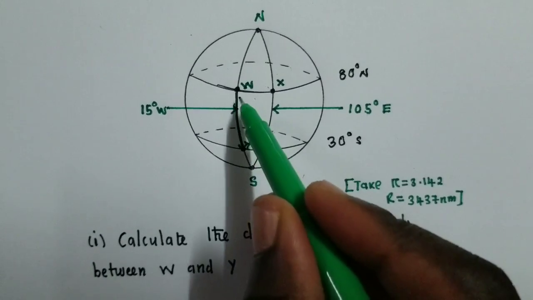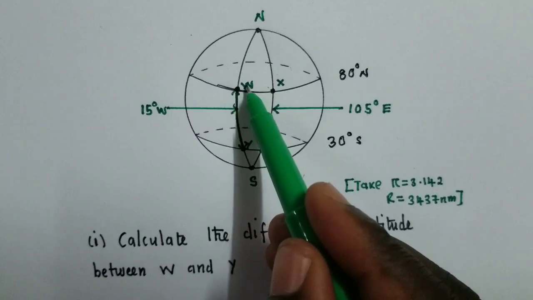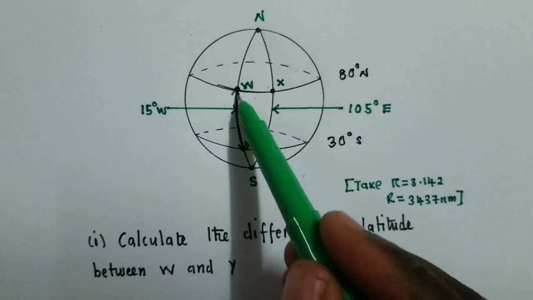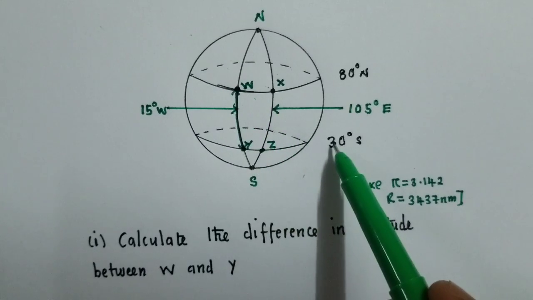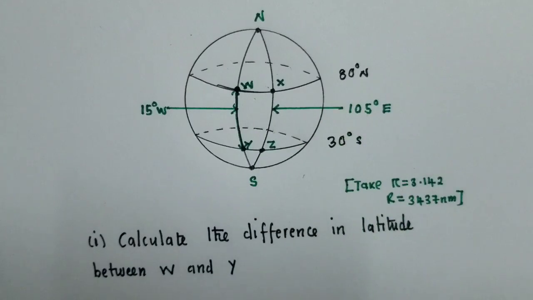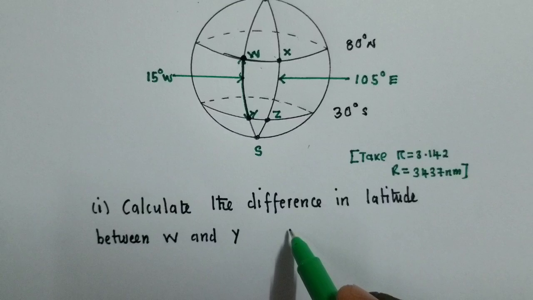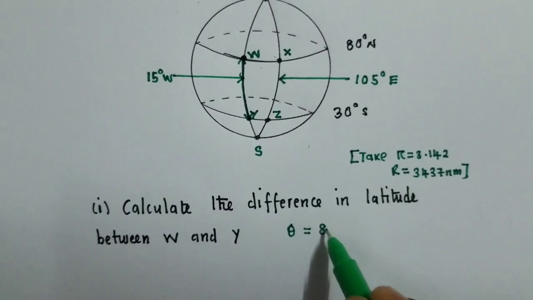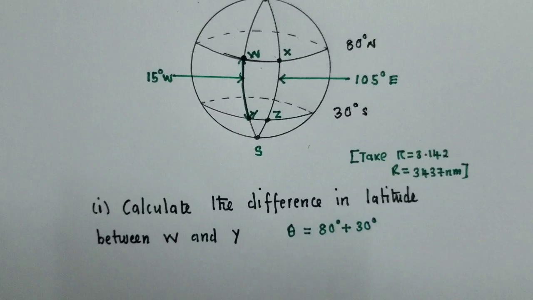So we're talking about this longitude. So the difference from here, this is where Y is and W is right here. So we follow the longitude and then we check the latitudes that are cutting this longitude. So here it's 30 degrees, here it's 80 degrees. So we're going to say theta, this is a sign that we use when finding the difference. Theta is equal to 80 degrees plus 30 degrees.